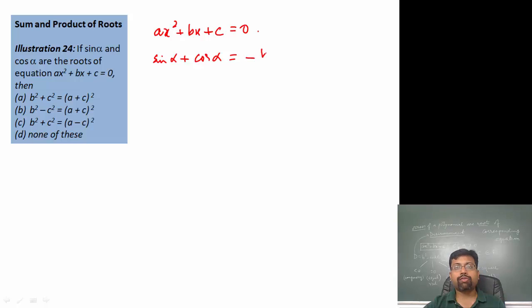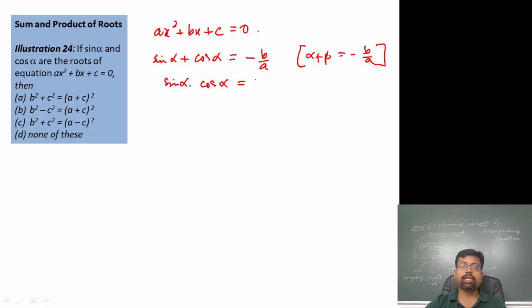So sine alpha plus cos alpha is going to be minus b by a, because alpha plus beta is minus b by a. Sum of roots is minus b by a. And the product of roots, that is sine alpha into cos alpha, is c by a, because alpha into beta is equal to c by a. Now, let's take the square of this.